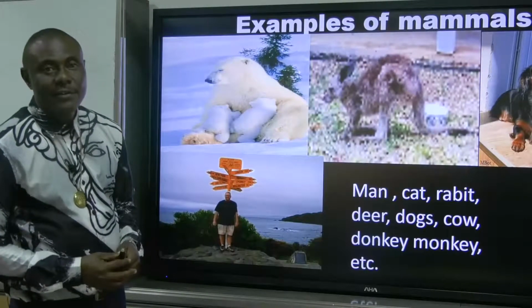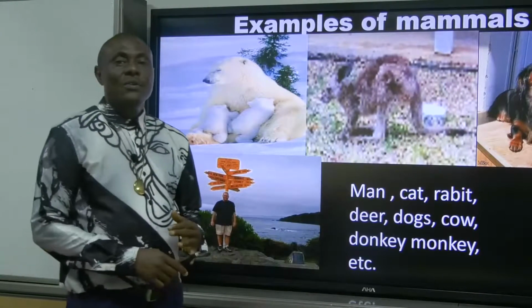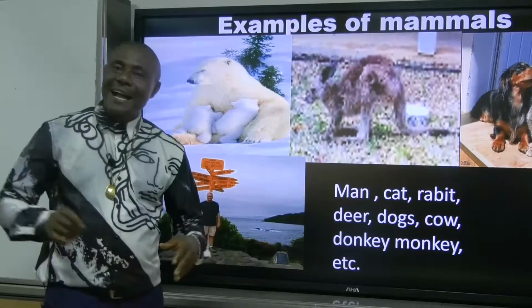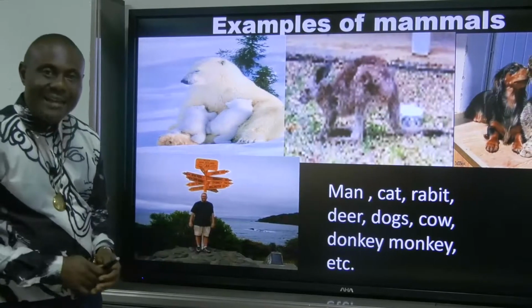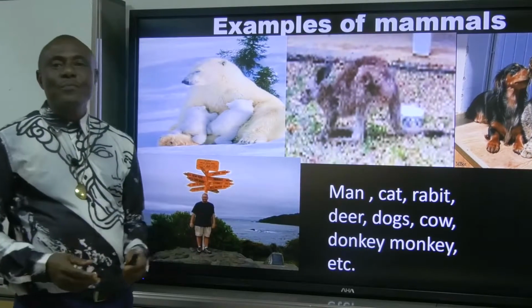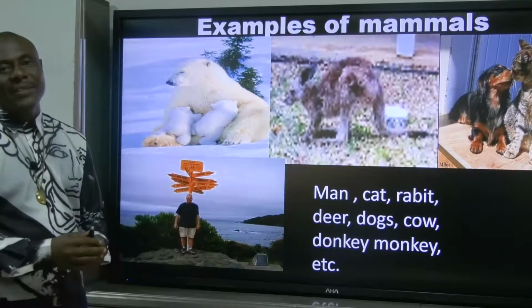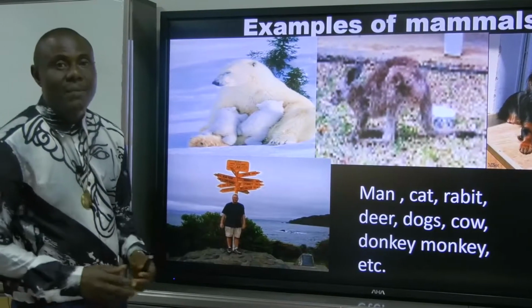I take it again. We have cows, we have dogs, we have donkeys, we have cats, we have man. All these are examples of mammals. There are other ones like monkeys, name them. They are numerous. They are mammals.